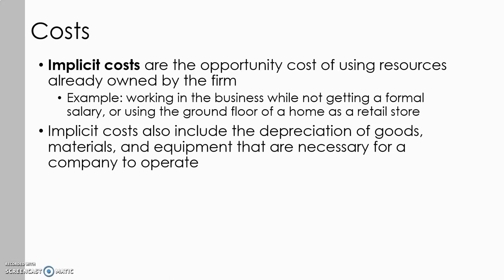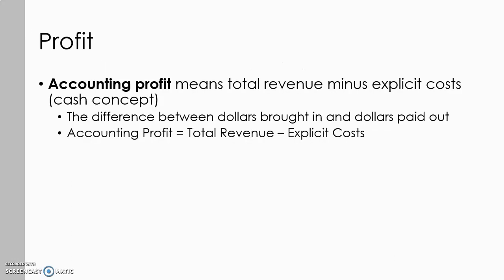Implicit costs are opportunity costs of using resources that are already owned by the firm. So, for example, working in the business while you're not getting a formal salary if you're an owner, or using the ground floor of your home as a retail store, or the basement of your home as a gym and recording studio. Implicit costs also include any kind of costs that you wouldn't pay money for, like depreciation, or like the foregone salary that you're giving up by being in school right now.